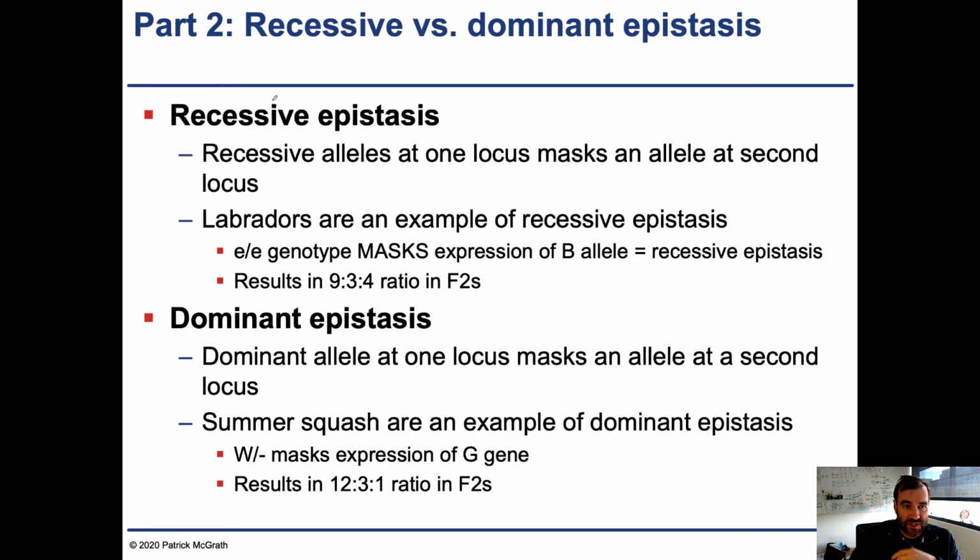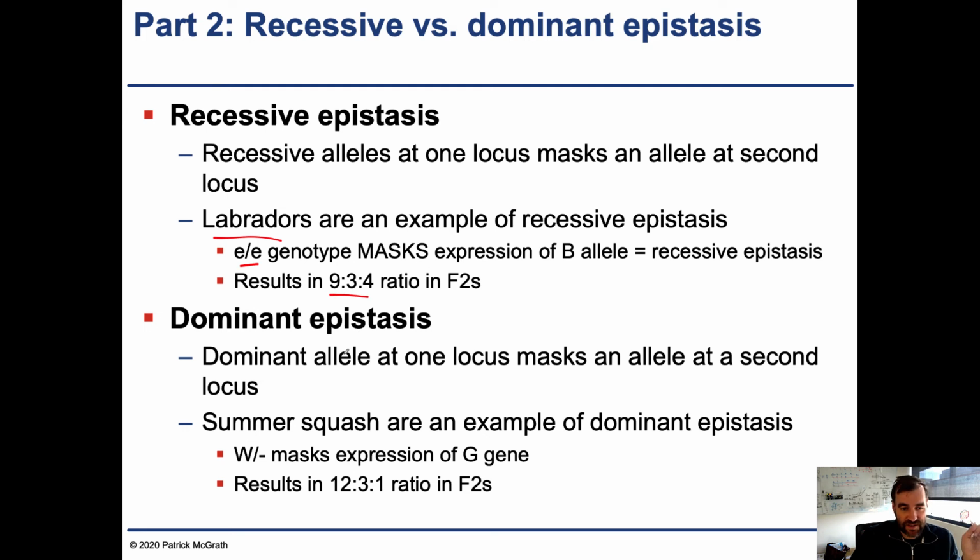So recessive epistasis is when recessive alleles at one locus mask an allele at the second locus. So this is the example of the Labradors. The Labradors are an example of recessive epistasis because this little e masks the expression of the B allele. So it no longer matters what the B allele is. And that can be recognized by a 9:3:4 ratio.